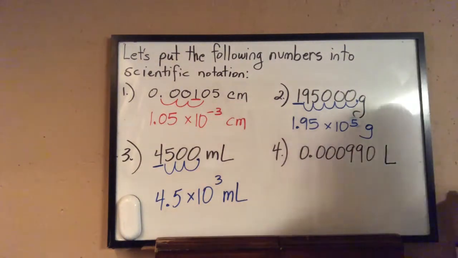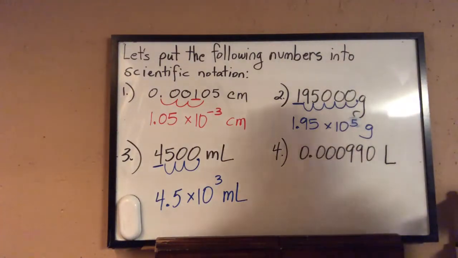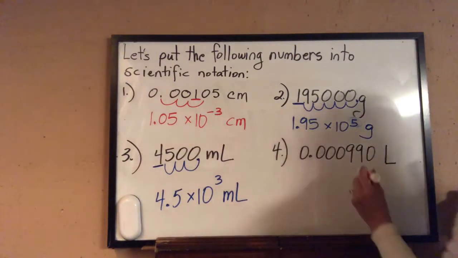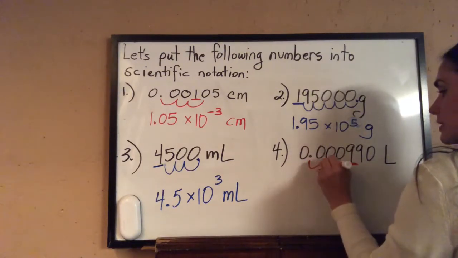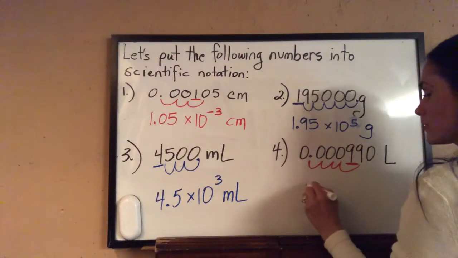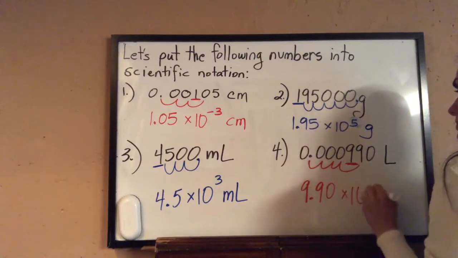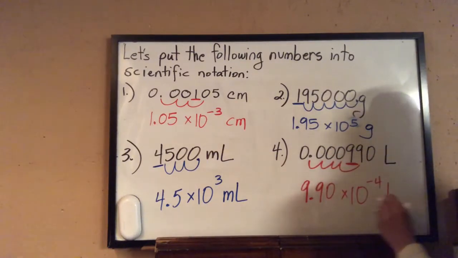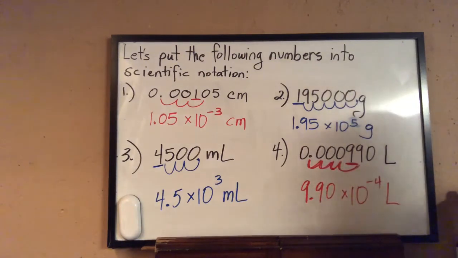Number 4. We have a pretty small number here, a very small volume. We want to put that number into scientific notation. The first non-zero digit is this 9. 1, 2, 3, 4 digits over. Our coefficient becomes 9.90 times 10 to the negative 4th liters.